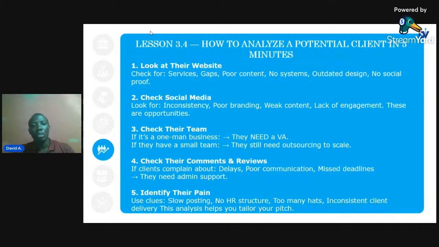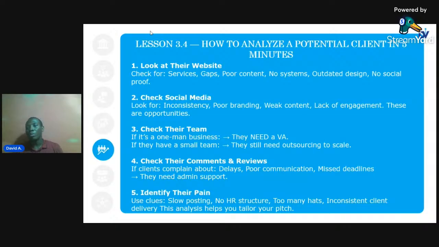So check their team. If it is a one-man business, they need a VA. If they have a team, they need to outsource to scale. If it's a team of 3, they definitely need hands. If it's a team of 5, they still need hands, right? Number 4, check their comments and reviews. If clients complain about delays, poor communication, missed deadlines, they need support. They need admin support. Identify their pain.